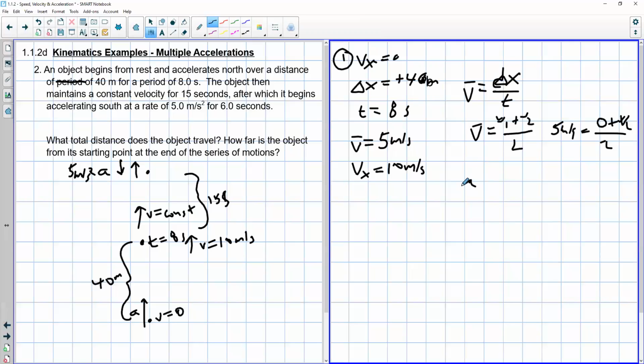So acceleration is the change in speed over t. So we gain 10 meters per second of speed in 8 seconds. And I believe that's 1.25 meters per second squared.